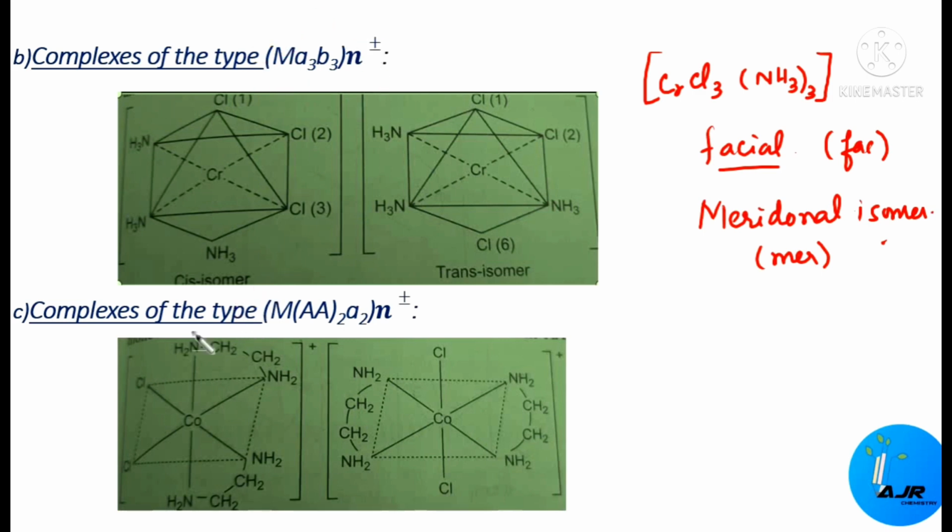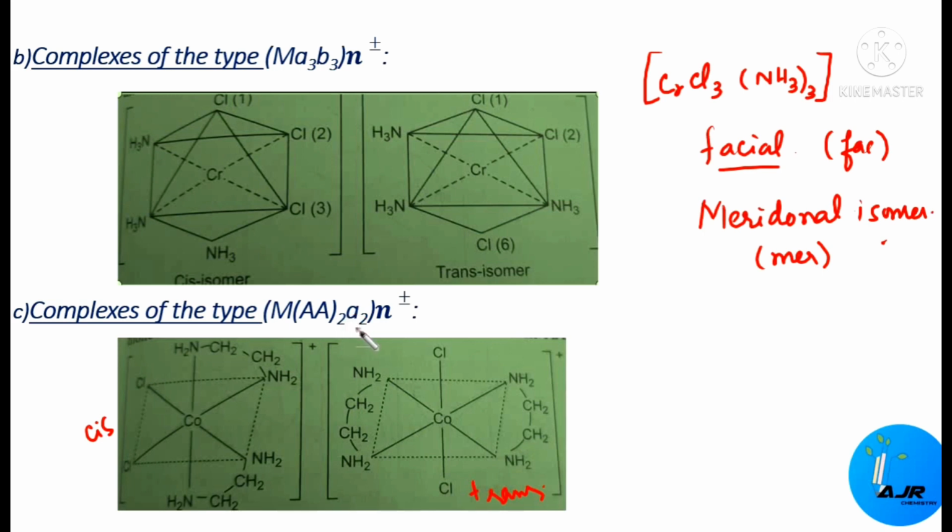And the last type under 6 coordination is complexes of the type M(AA)2a2 n+/-. Understood? So this is cis and this is trans. In this type of complexes, the central metal atom M is attached to 2 symmetrical bidentate chelating ligands, where capital A represents the bidentate ligand, and 2 monodentate ligands, where the small letter a represents the monodentate ligand.